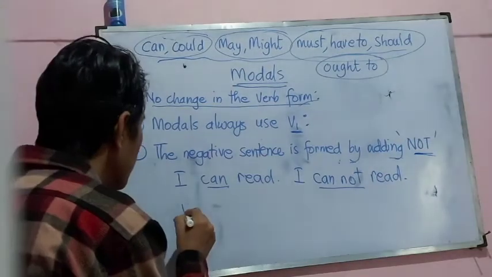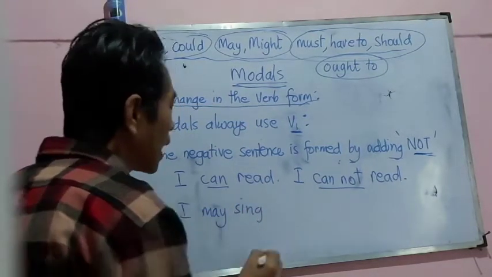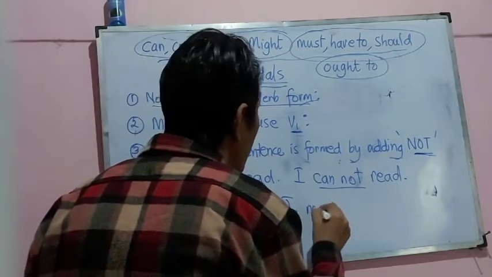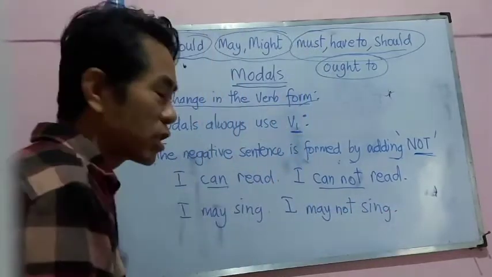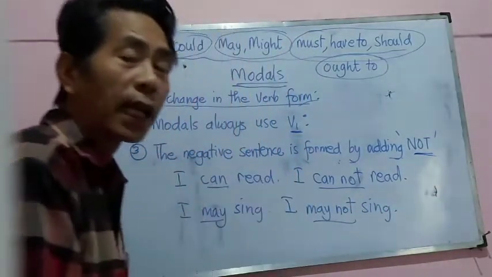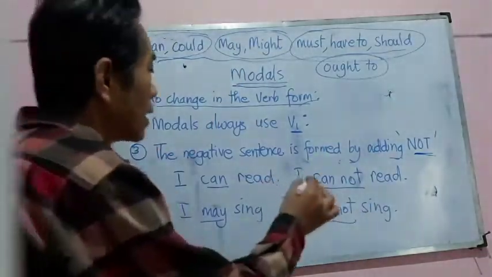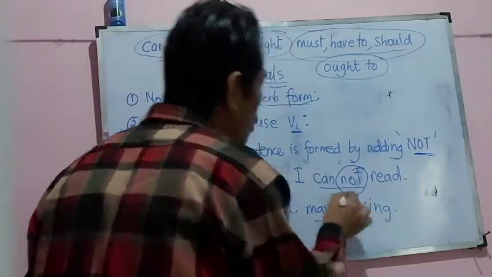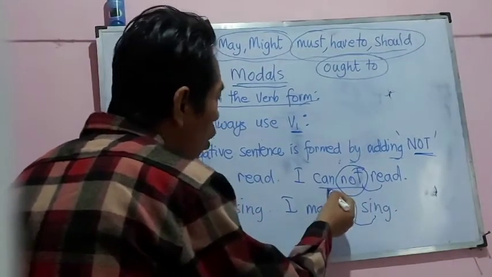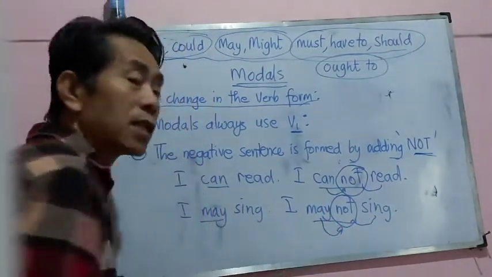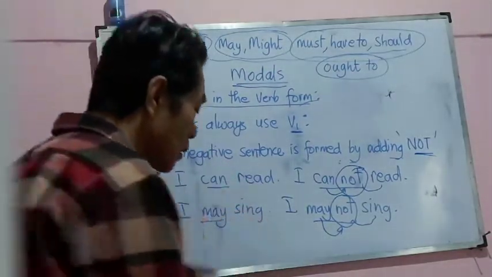You got it? Okay, yes. I may sing. Negative: I may not sing. So this is how we change models into negative. There is no need for you to use do not or does not or did not like this. Simply you have to use not. Where do we have to use this? Before the verb, or after the model. So that is the third thing that you have to keep in mind regarding the models. Did you understand?